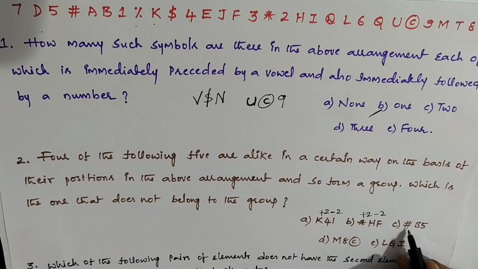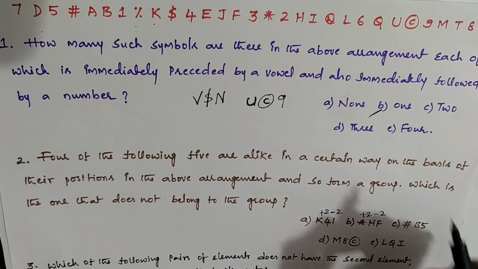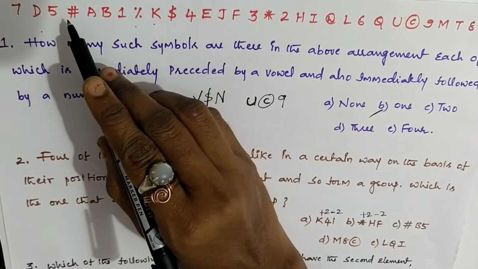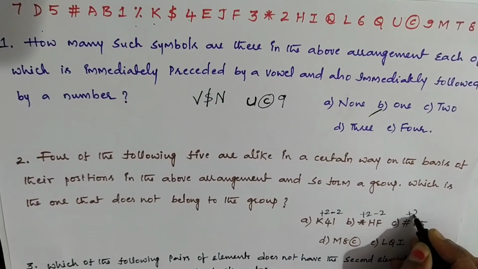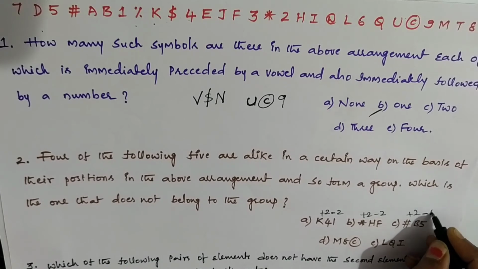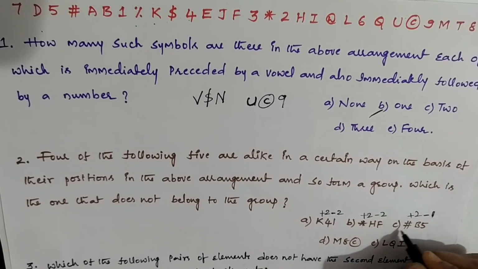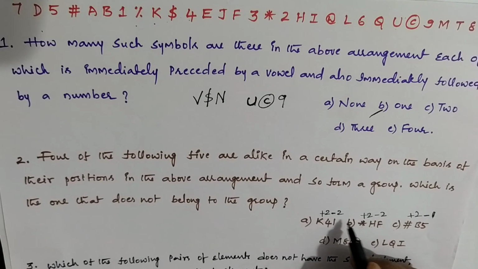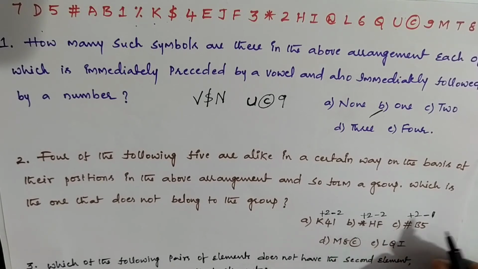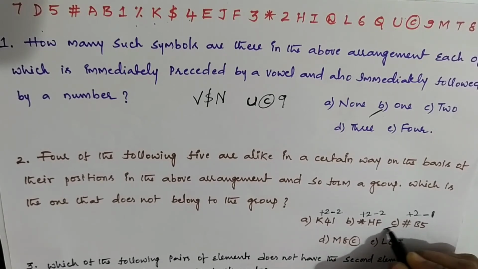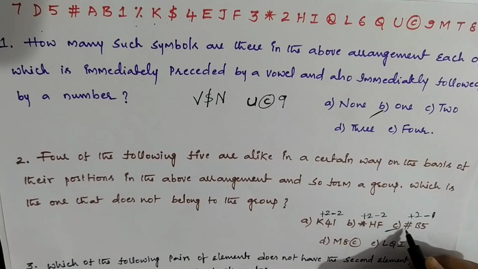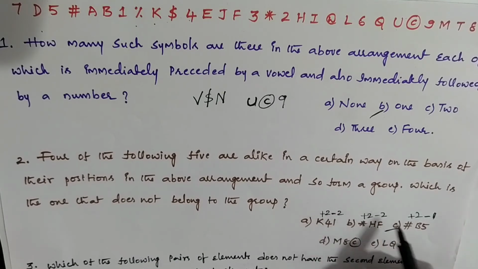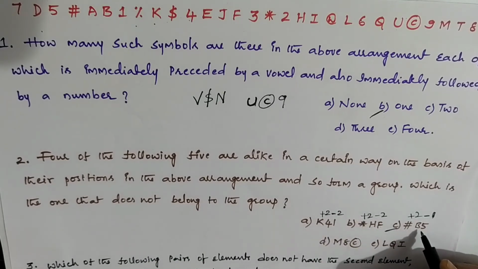Okay. Next option, hash B5. Hash, B, 5. Plus 2 and minus 1. No need to check other options, plus 2 minus 2, plus 2 minus 2. This is different from others. C is the different one that does not belong to the particular group. C is the right answer.